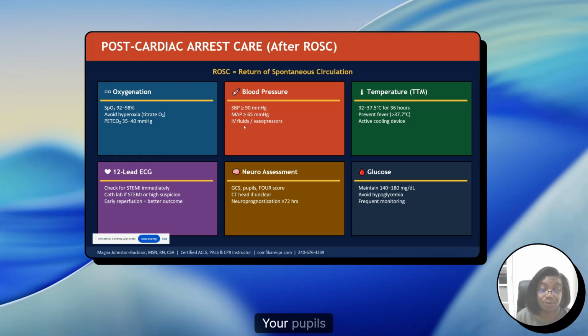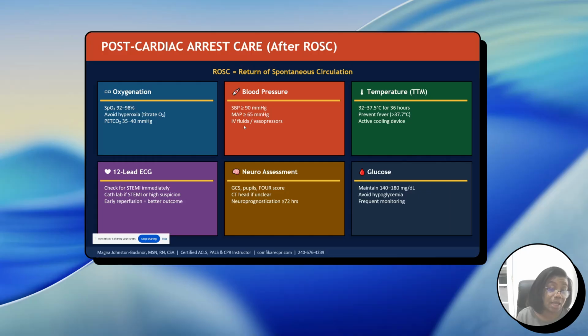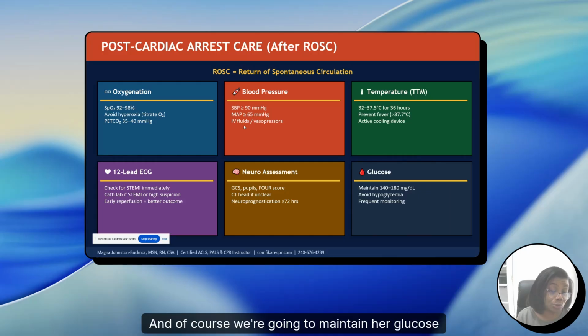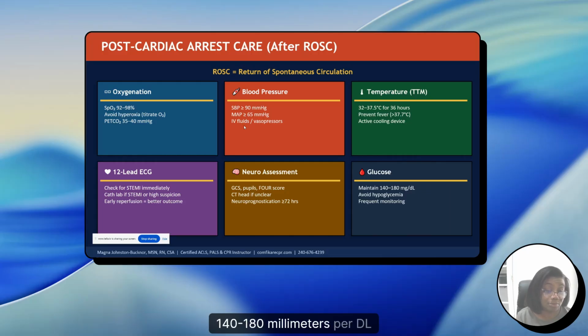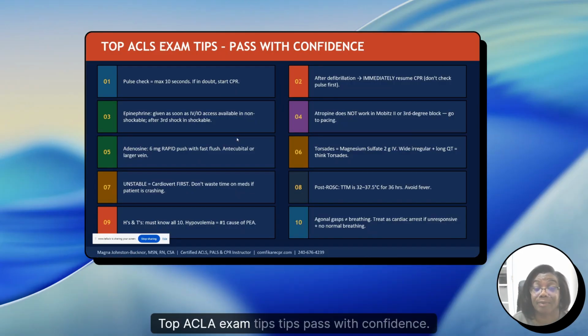Neuro assessment: check their pupils, assess them, FOUR score, CT of the head. If unclear, neuro prognostication greater than 72 hours. And of course, we're going to maintain glucose 140 to 180 milligrams per dL and avoid hyperglycemia and do frequent monitoring.